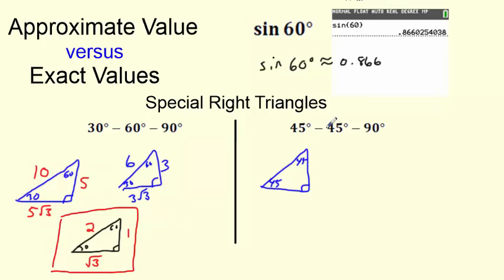This one's super cool because if these angles are the same, 45 and 45, then these sides are the same. So if this side is 5, the other side also has to be 5, because they're the same side across from the same angles. And then what's the hypotenuse? You times it by radical 2.